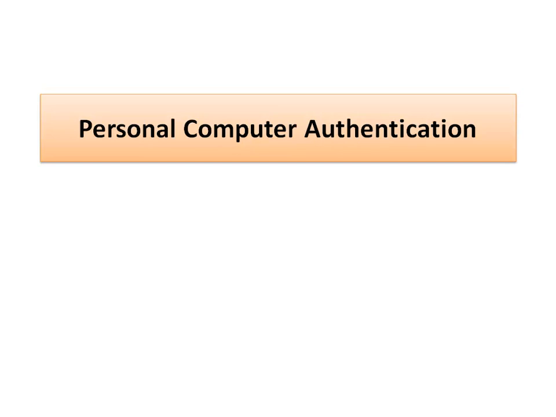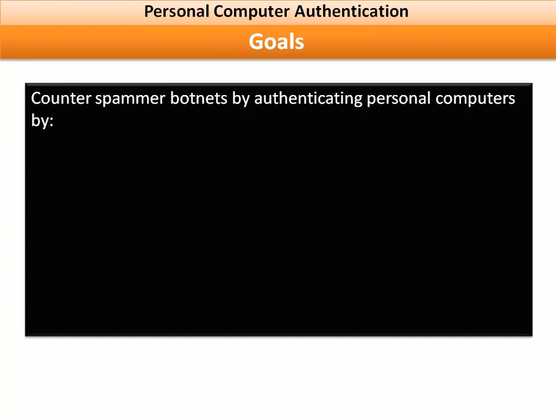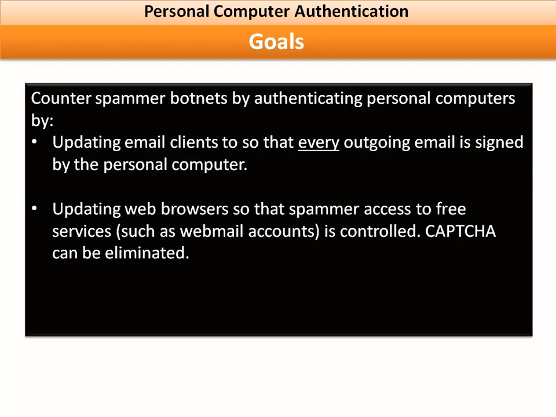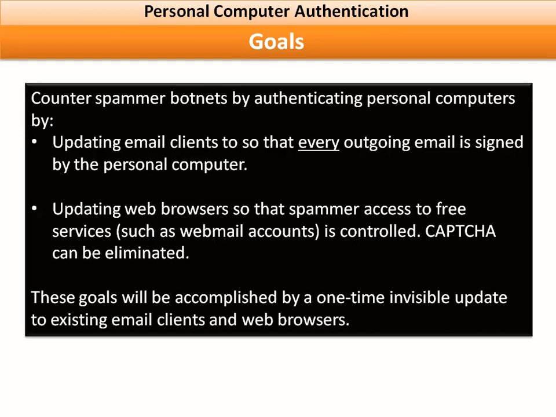Now I will explain the second system, personal computer authentication. The goals of personal computer authentication are to counter spammer botnets by authenticating personal computers by updating email clients so that every outgoing email is signed by the personal computer, as well as updating web browsers so that spammer access to free services such as webmail accounts is controlled. The benefit of this also is that we could eliminate CAPTCHA. And these goals will be accomplished by a one-time invisible update to existing email clients and web browsers.